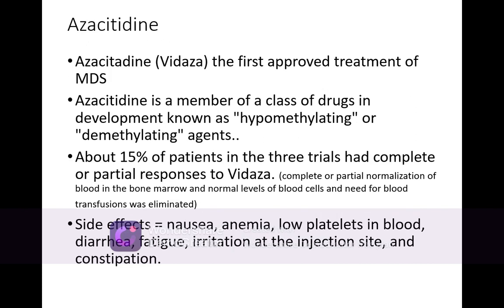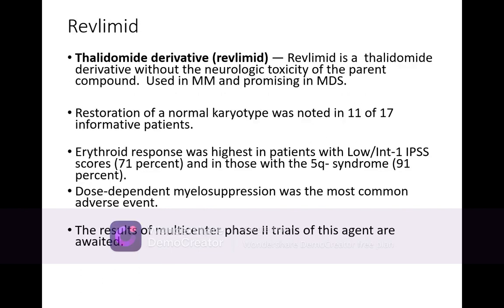मगर कुछ ड्रग्स हैं स्पेसिफिकली, उसके नाम याद रखें, जैसे एजासिटिडीन है, अप्रूव्ड ट्रीटमेंट है एमडीएस का, हाइपोमिथाइलेटिंग एजेंट है, ये बड़ा ज़बरदस्त ड्रग है. जब ये निकली थी तो उन्होंने कहा था कि हम एमडीएस को कवर कर लेंगे इससे.